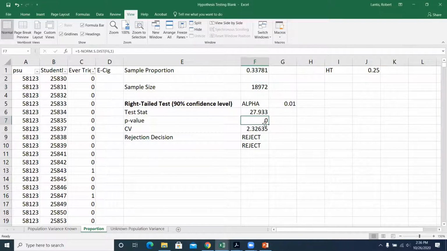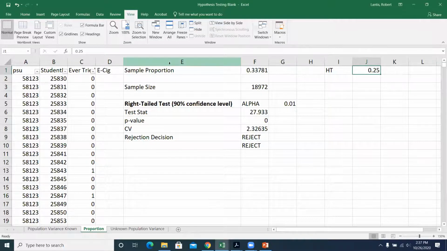It'd be very unlikely. In fact, the probability that I saw 0.33 as my sample proportion, if in fact the true population proportion was 0.25, that probability is essentially 0. Right? That's what my p-value represents. And so if that probability is essentially 0, I'm okay rejecting it even with 99% confidence or a 1% significance level. Now notice what's kind of neat here too is I can start to do hypothesis tests because I use cell references at different levels.